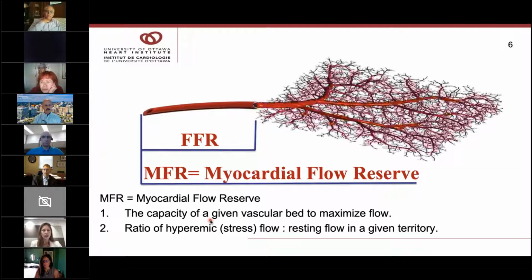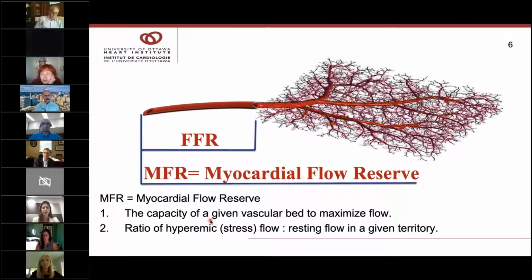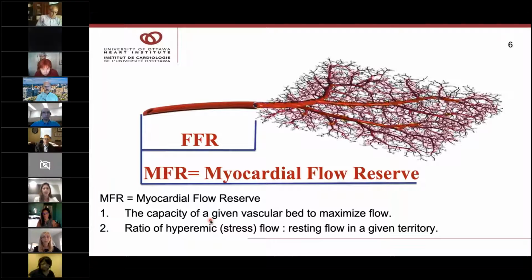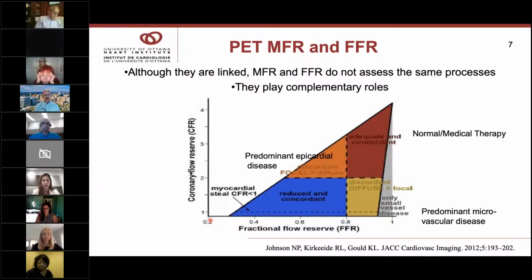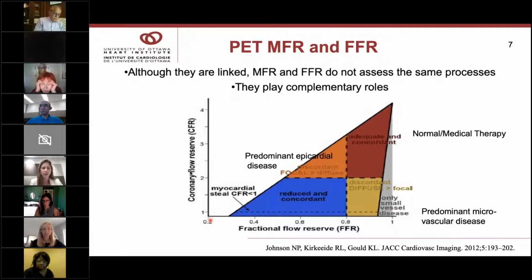So everyone knows that FFR has the capacity to evaluate the epicardial vessel, while MFR, myocardial flow reserve, has the capacity to evaluate the entire vascular bed, and is calculated as the ratio of the stress flow to the resting flow in a given territory. It has been well demonstrated, and people in the audience have seen this thousands of times, but it's important to understand that although they are linked, MFR and FFR do not assess the same processes, and they play a complementary role. Mainly when you have discordant FFR and MFR, you will have with abnormal FFR and normal MFR predominantly epicardial disease.